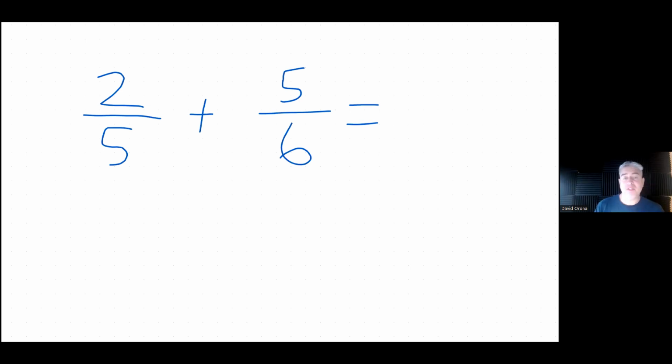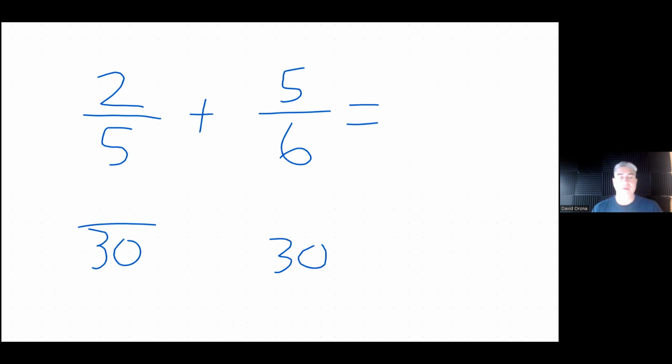We have 2/5 plus 5/6. Denominators are not the same. We need to find the least common multiple. Looking at this here, the easiest way to do it is to multiply 5 times 6, okay? 5 times 6 equals 30. So we'll put our 30 down here and a 30 down here, correct?